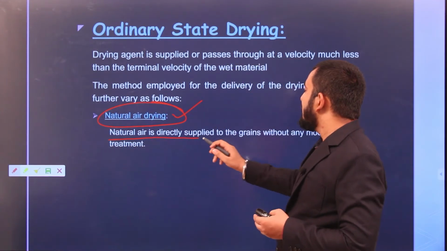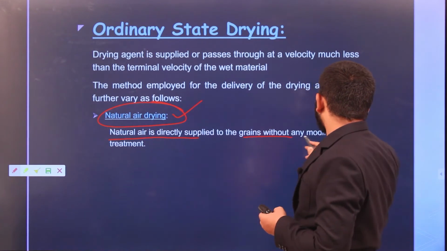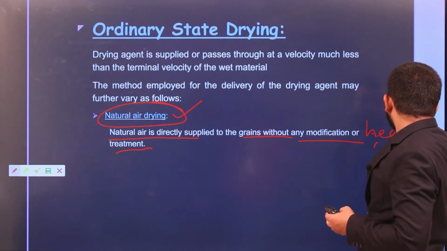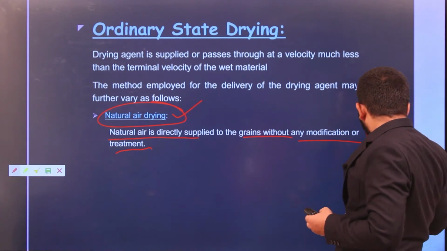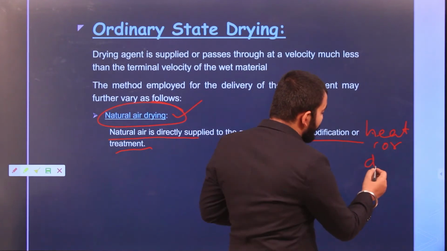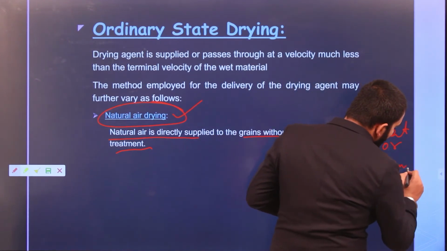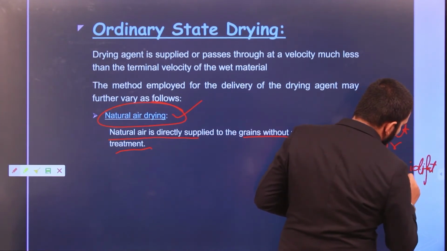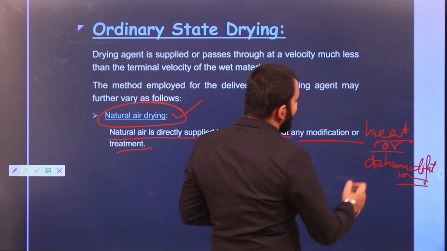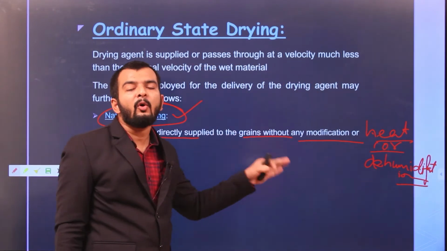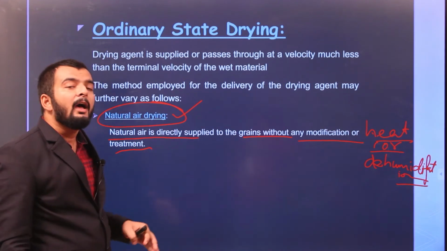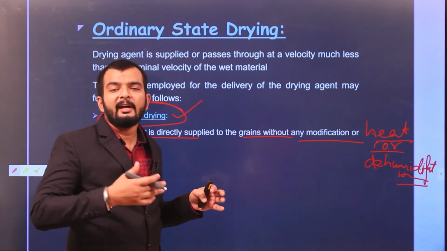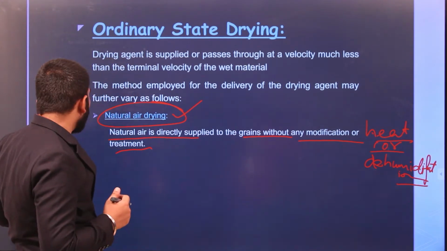So the first case is natural air drying. In natural air drying, natural air is directly supplied to the grains without any modification or treatment. Treatment here means heat treatment or dehumidification. As you have already read, dehumidification is the removal of moisture. So in the case of natural drying, no modification or treatment of the natural air is required. Normally, through fans, we are supplying this natural air to the grains. This is natural air drying.